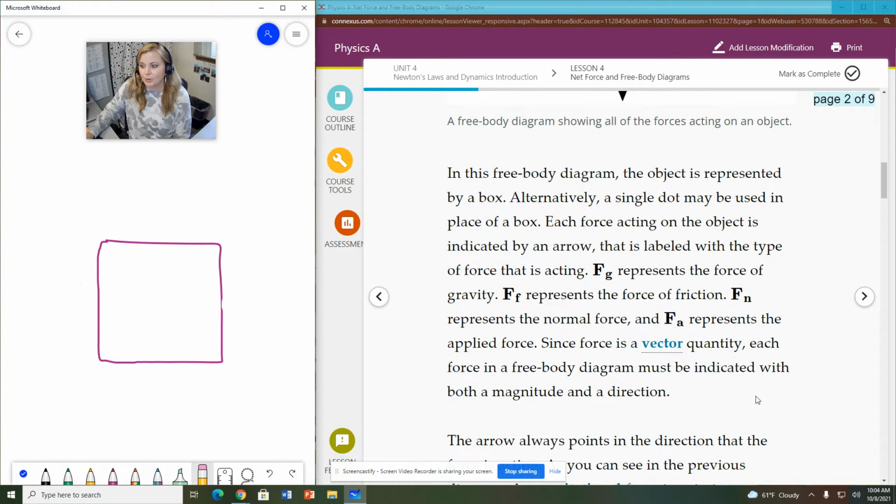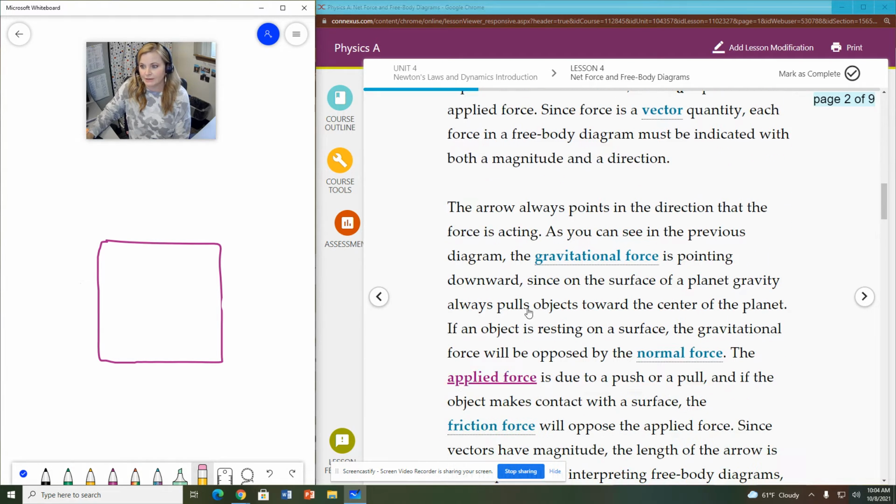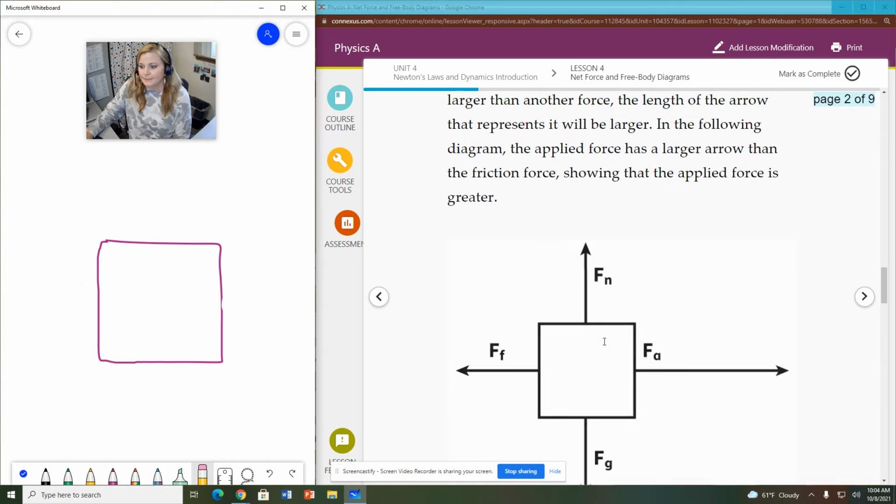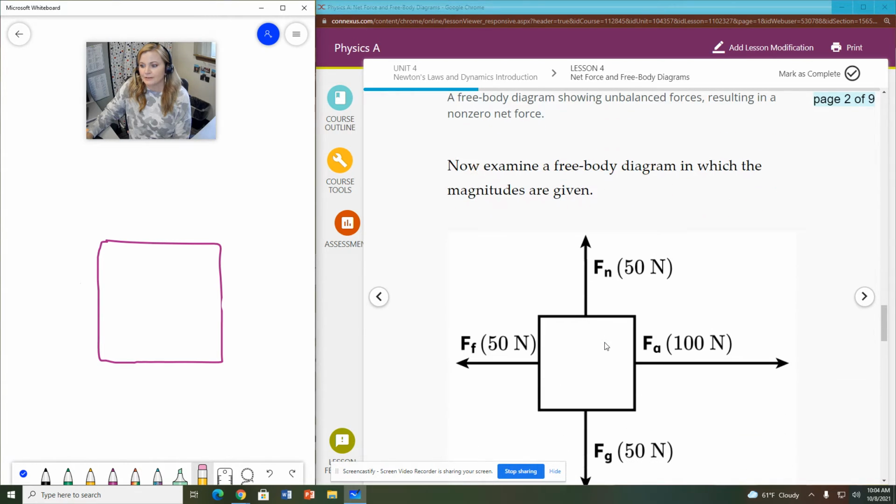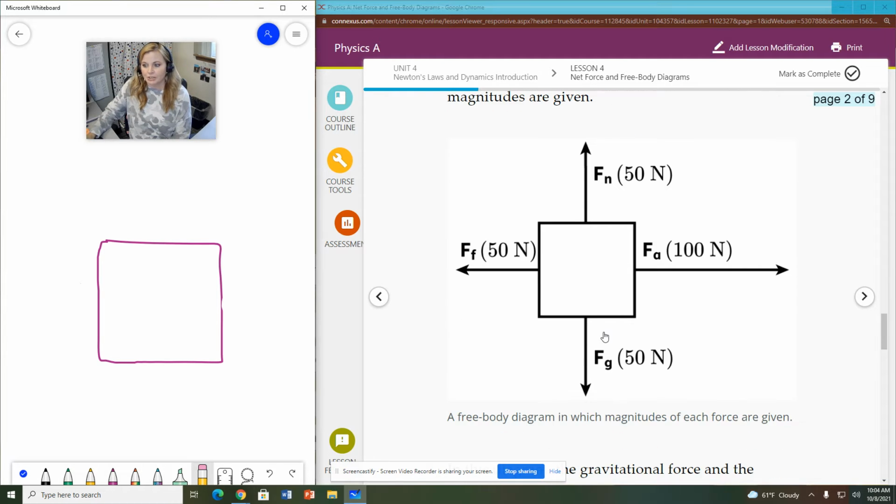Since force is a vector quantity, each force in the free body diagram must be indicated with both a magnitude and direction. Arrows always point in the direction the force is acting, and again, the magnitude is always indicated by the length of the arrow. We're also giving the magnitude a number as well, right? So most of these, the initial picture is drawn so that we visually see that this is a greater force here, but we also numerically write down the magnitude of 100 newtons. Remember that force is measured in the SI system in newtons.